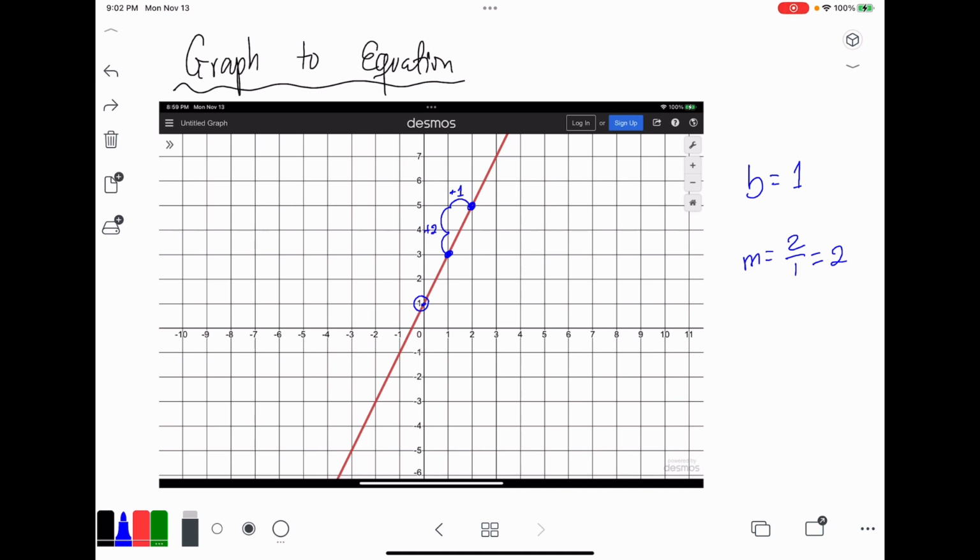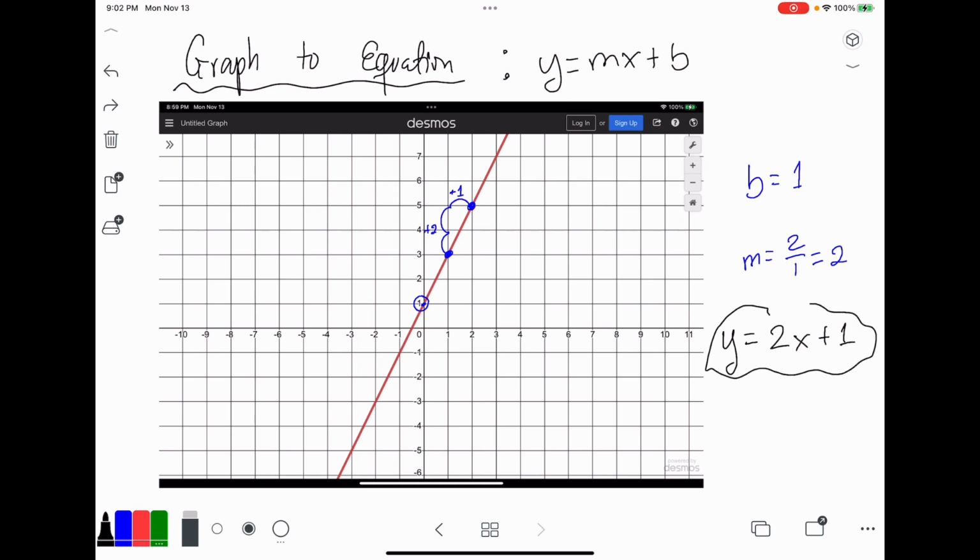So because we know the slope and y-intercept, refreshing what the equation of the line looks like, y equals mx plus b, we can now input those known values. So the equation of this line in slope-intercept form would be y equals 2x plus 1. And that's the equation of this line.